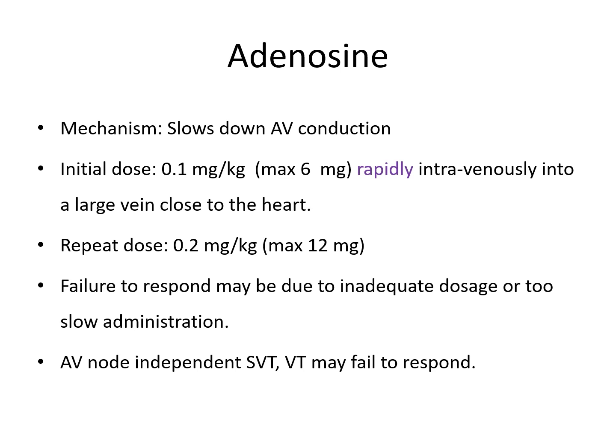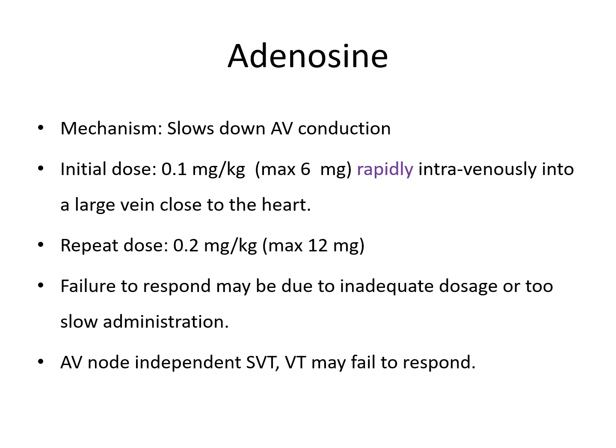Therefore, it is helpful only in AV node dependent SVTs. The initial dose to be administered is 0.1 mg per kg, a maximum of 6 mg, and it has to be administered rapidly intravenously into a large vein which is as close to the heart as possible. The repeat dose is 0.2 mg per kg, maximum of 12 mg. Failure to respond to adenosine may be due to inadequate dosage or too slow administration.